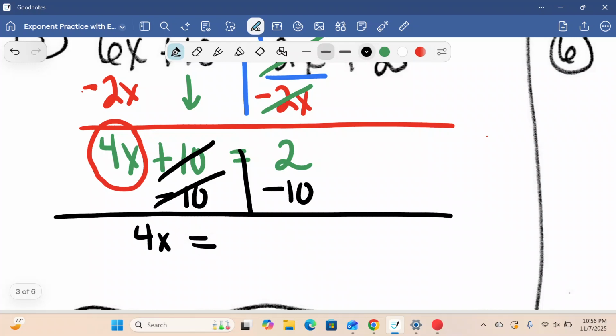Bring down my equal sign, and I have a 2 minus 10, which gives me a negative 8. Now, if I don't know what to do 2 minus 10, all you do is put it in Desmos, 2 minus 10, and it gives me a negative 8.